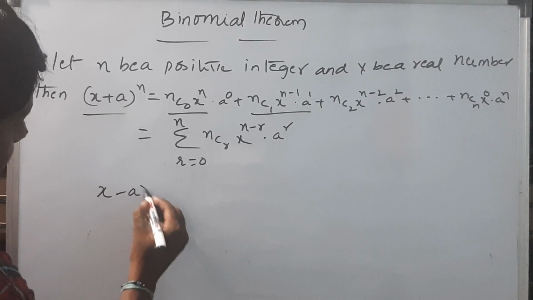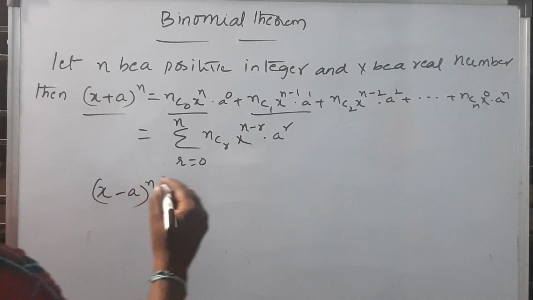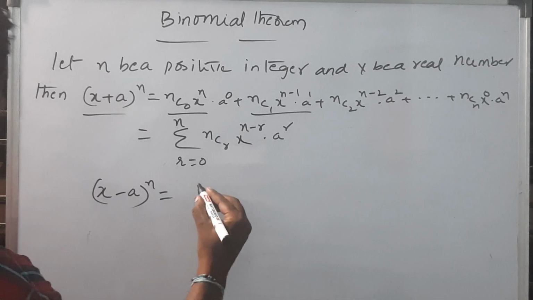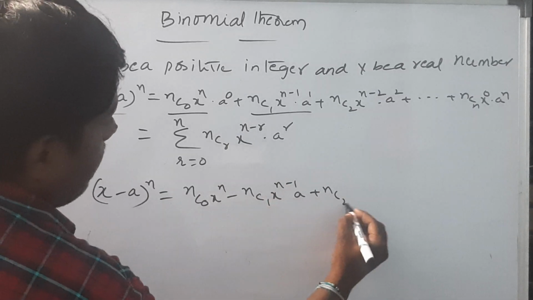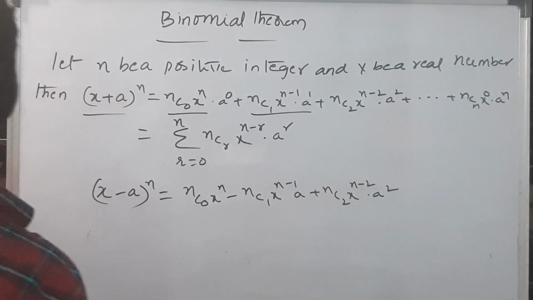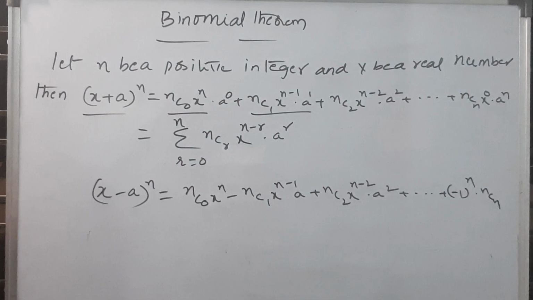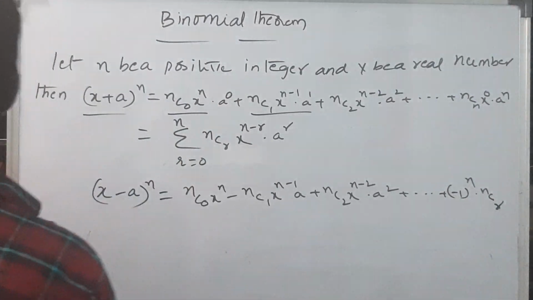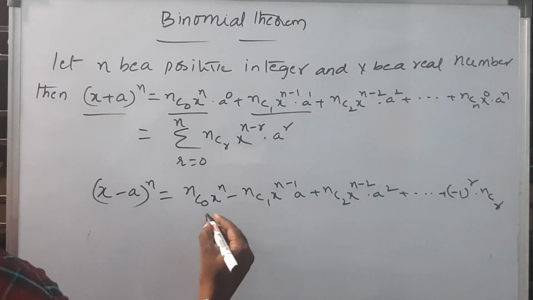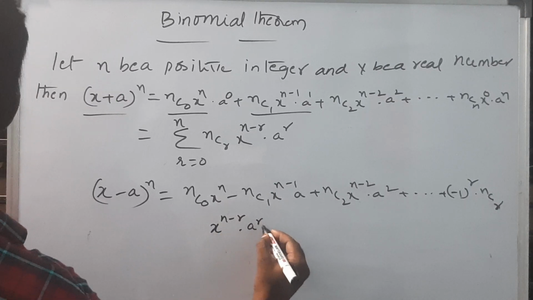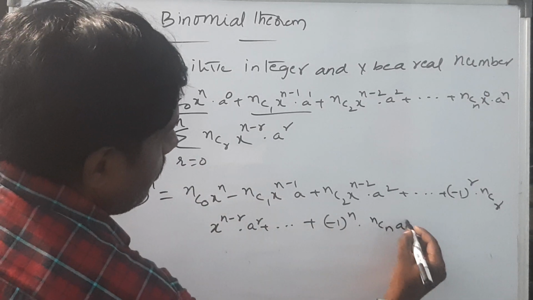One more formula in binomial expansion is (x - a) whole power n is equal to nC0 x^n - nC1 x^(n-1) a + nC2 x^(n-2) a^2 and so on, plus (-1)^r nCr x^(n-r) a^r, plus and so on, plus (-1)^n nCn a^n.